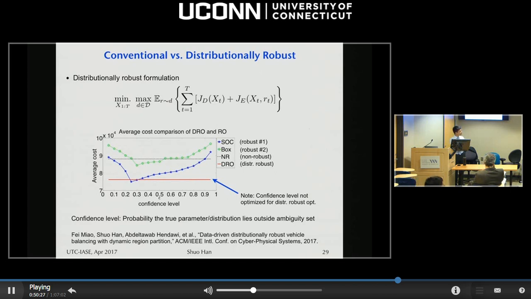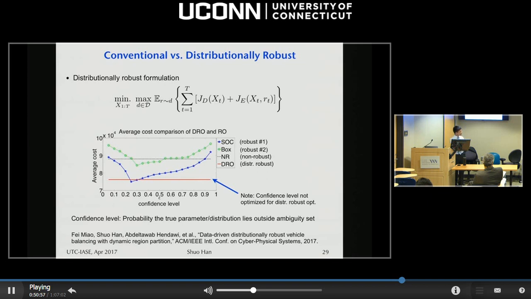So here you can see 4 results. This horizontal dotted line here is the non-robust approach. And these two, the blue and green lines, are the ones from the conventional robust method. They're different in the way the uncertainty set is constructed, and in particular, the shape of the uncertainty set is different. One is a box, the other one is more like an ellipsoid.